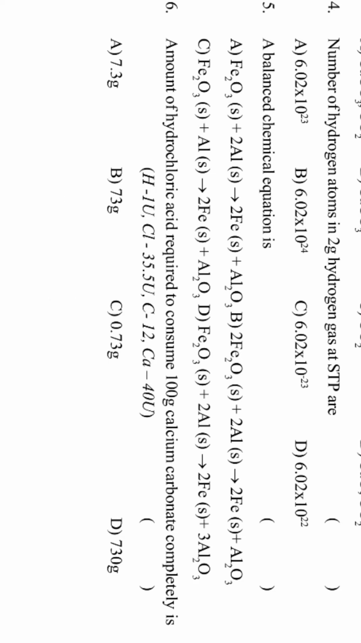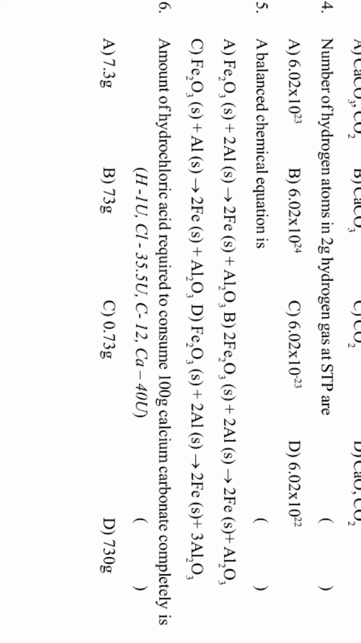Okay. Now fifth: a balanced chemical equation is. The balanced chemical equation in the fifth question is A, that is Fe2O3 solid plus 2Al solid gives rise to 2Fe solid plus Al2O3, right? Now sixth: amount of hydrochloric acid required to consume 100 grams of calcium carbonate completely is. The answer for this question is B, 73 grams. Okay, with this the explanation is over.